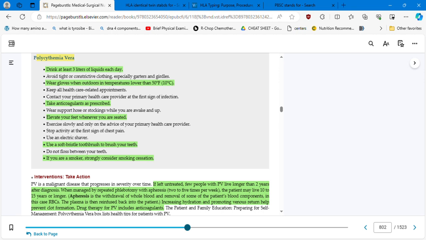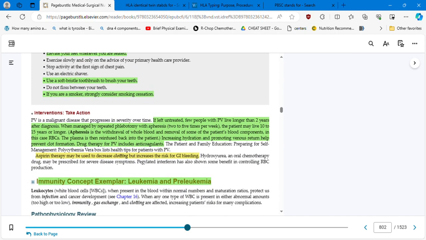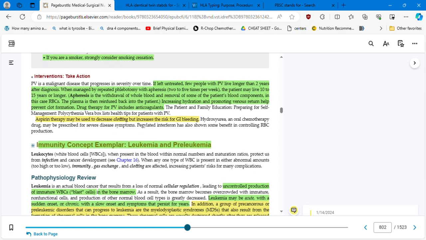Wear gloves when outdoors in temperatures lower than 50, right? Because you can get sick since the WBCs are not fully mature. Take anticoagulants as prescribed. Yes, because of the high number of platelets. Elevate your feet whenever you are seated because you want to avoid thrombus. Use a soft bristle toothbrush to brush your teeth. Of course, your platelets do not have good clotting factors. If you are a smoker, strongly consider smoking cessation.